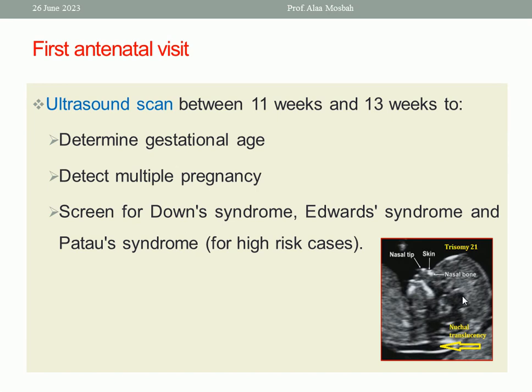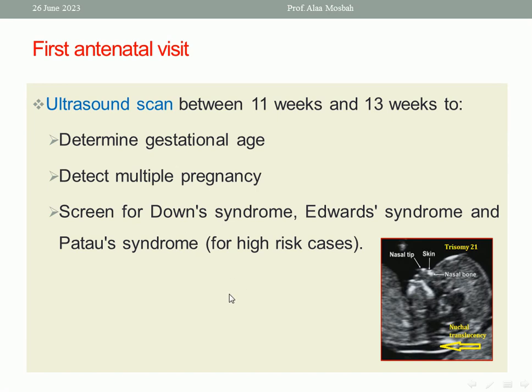Then ultrasound. Ultrasound between 11 up to 13 weeks is important to determine gestational age, detect multiple pregnancy, also screening for Down syndrome or Edwards syndrome and Patau syndrome, especially for high-risk cases. As in this picture, we can see the nuchal translucency here increased in case of trisomy 21, and there may be absent nasal bone, nasal hyperplasia also.